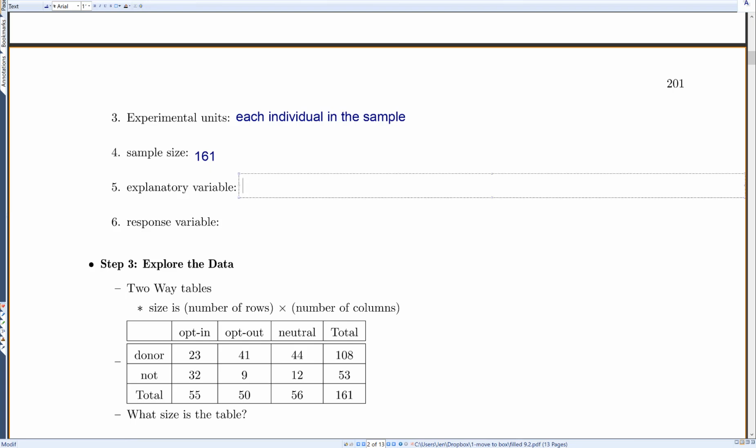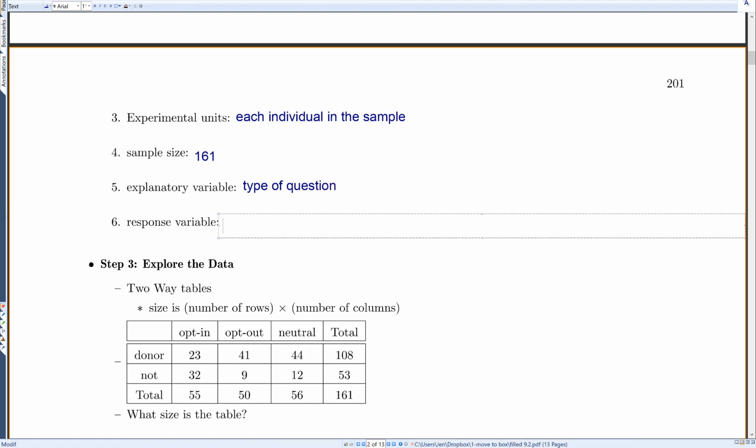Now for our explanatory variable, what are we trying to use to explain something? Or what groups did we put people in? We put them into the type of question group. That's what we're trying to use to explain it. And what are we trying to predict or explain? It's whether or not they will be a donor.